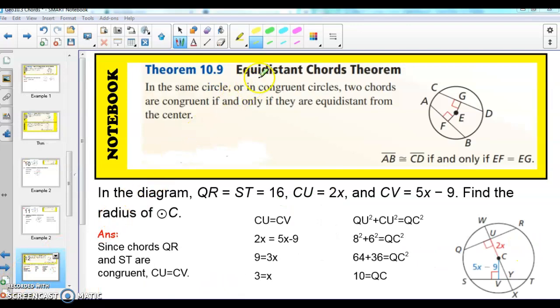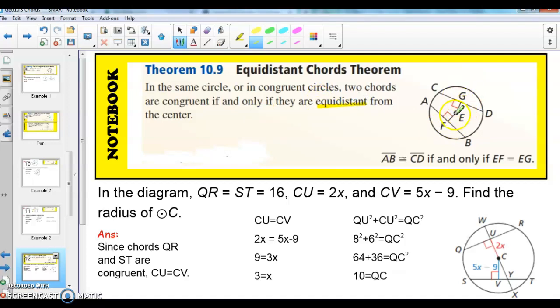The last theorem we're going to look at is called the equidistant chords theorem. In the same circle or in congruent circles, two chords are congruent if and only if they are equidistant from the center. What do we mean by equidistant?